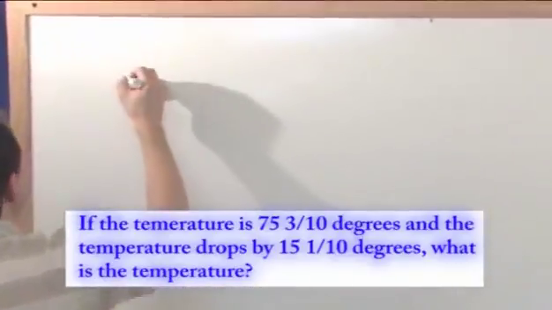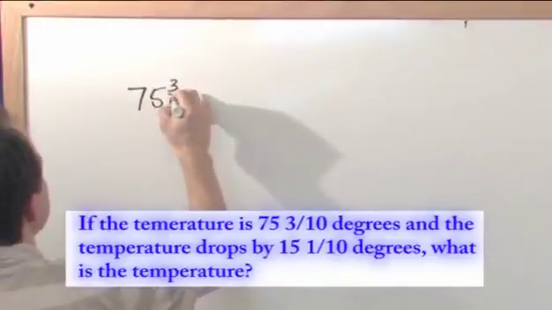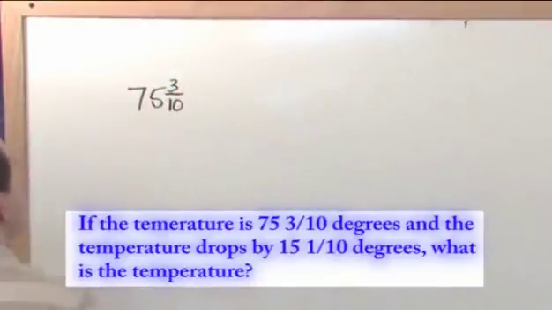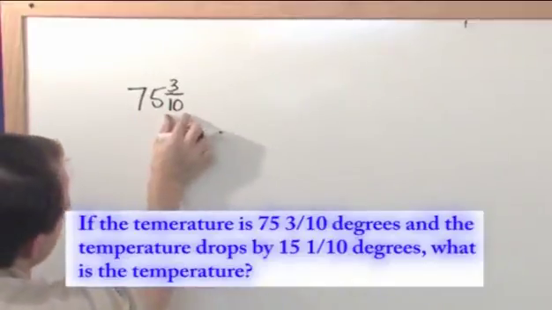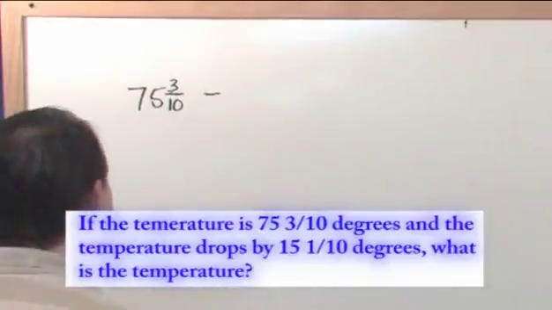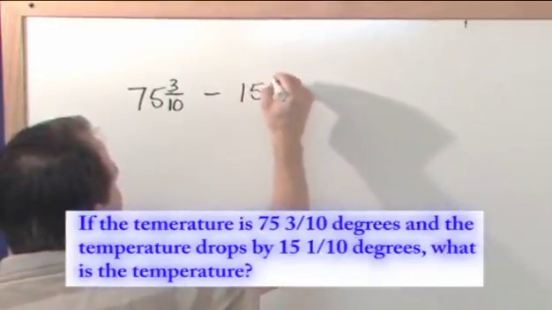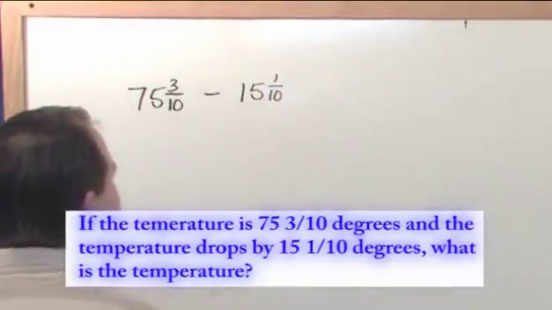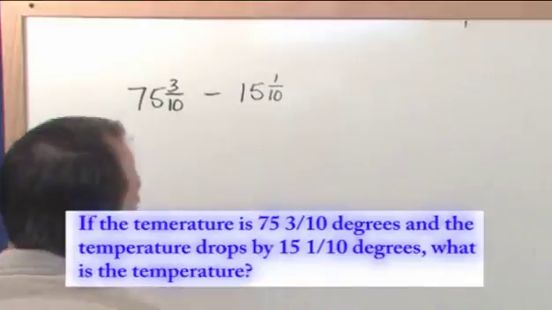So we start off with 75 and 3/10 of a degree. That's how we write that. It's a mixed fraction, 75 plus a little bit more, 3/10 of a degree. That's the temperature we start with. And we're subtracting off however much the temperature fell, which is 15 and 1/10 of a degree. So we're subtracting off a little bit more than 15 degrees. It's 15 and 1/10.